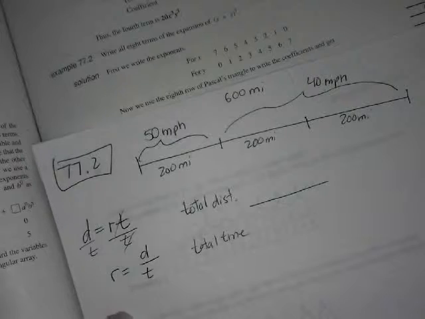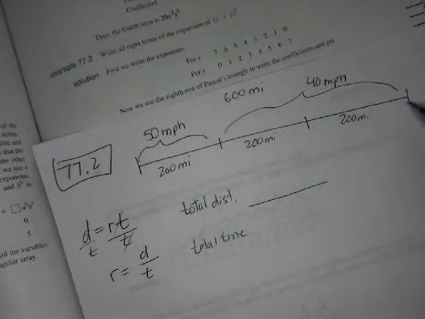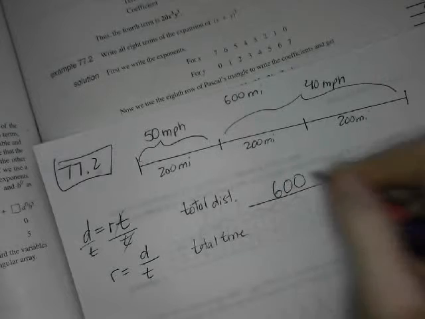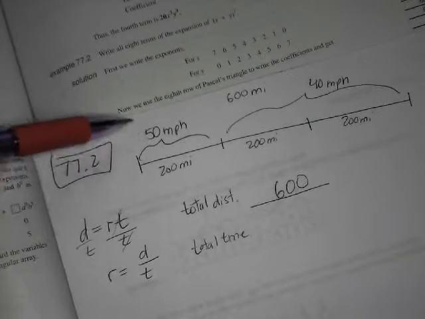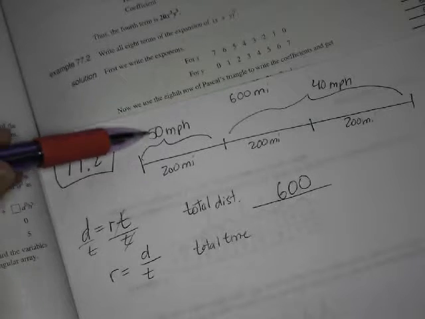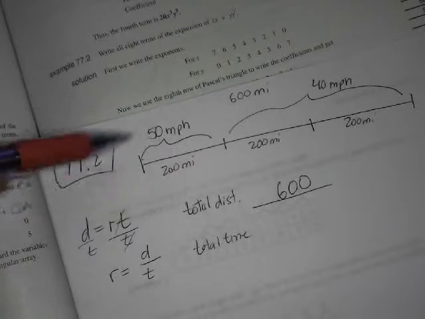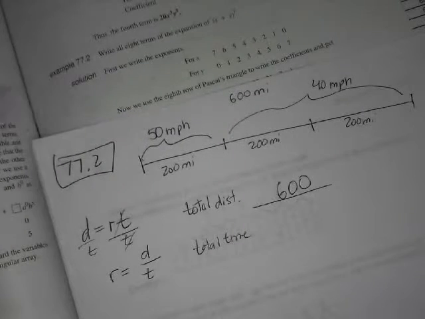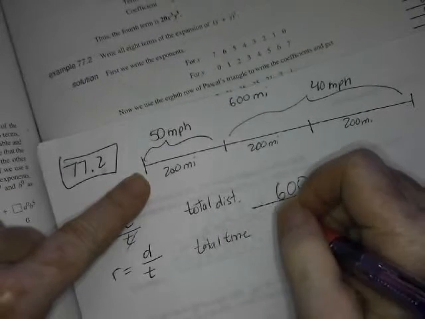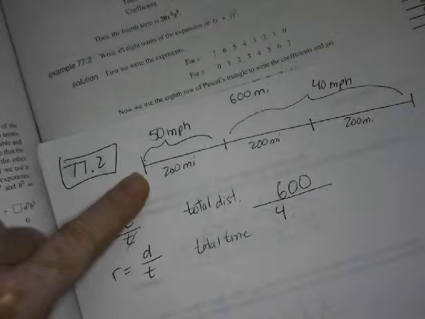The total distance is easy because it's just 600. The total time is kind of easy, but they didn't really give me any hours. But if they're going 50 miles per hour for 200 miles, can't I tell how long it took them to go 200 miles at 50 miles per hour? Time is distance over rate, so it's 200 over 50, which would be 4 hours. So they spent 4 hours driving at 50 miles per hour.